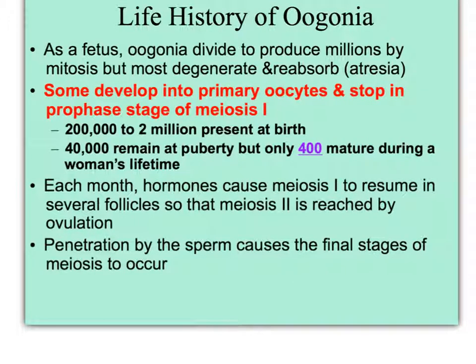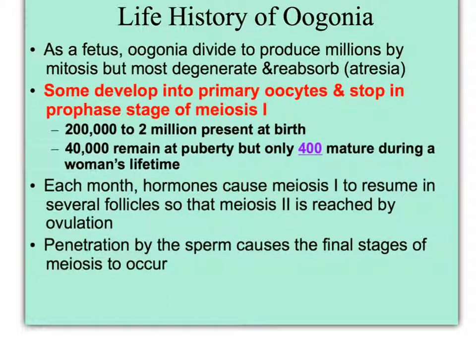So again, just an overview of what we've already talked about. In fetal development, oogonia divide, and then most of them aren't going to actually be made into anything like a primary oocyte, even in fetal development. In fact, when females are born, they've got about 200,000 up to 2 million in their ovaries, waiting in this suspended state of meiosis. But by the time she's actually mature, there's only about 40,000.